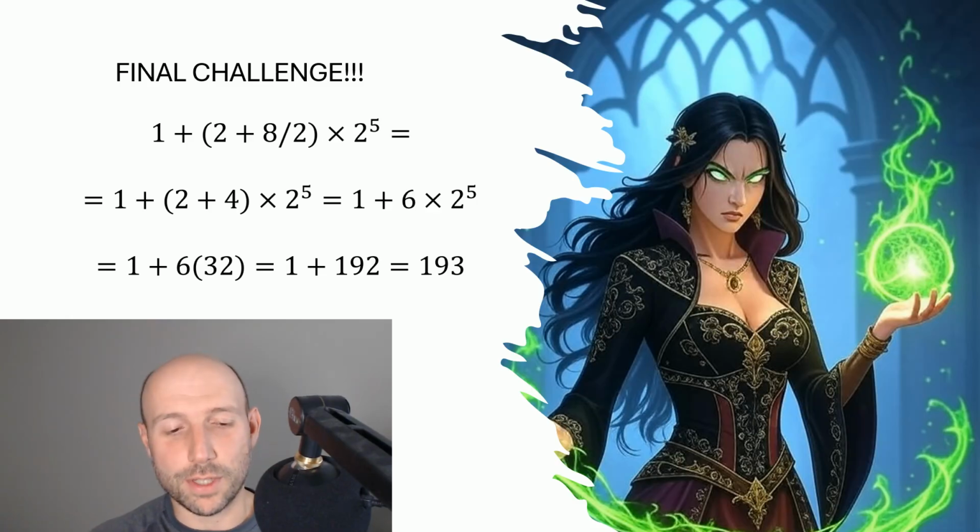Now we do our multiplication. 6 times 32 is 192. And finally, we add 1 and get 193. On day 5, our wizard will receive 193 damage upon waking up. So, good luck to them.